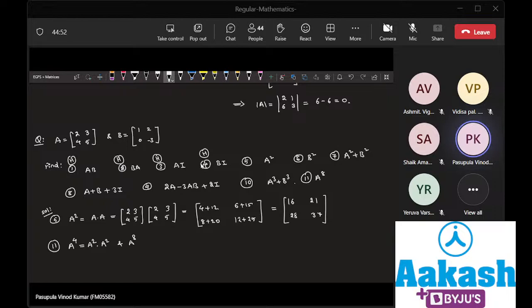A power 8 means A power 4 into A power 4. You need not do 8 times multiplication. To find out A power 4, you can multiply A square and A square. From this, A power 4 will come. After getting A power 4, to find out A power 8, you can multiply like this. That's it, A power 8 is over. Do you understand, everyone?